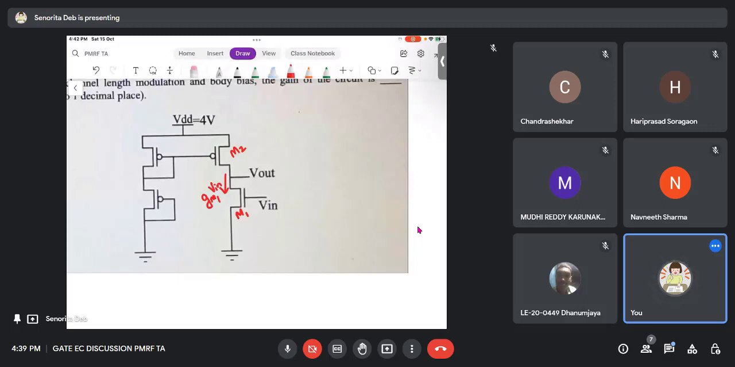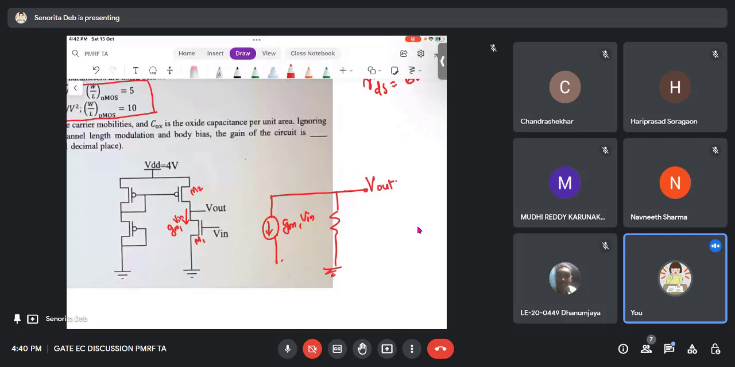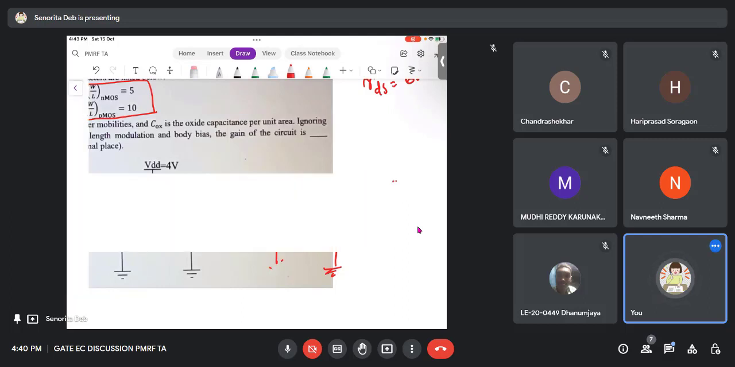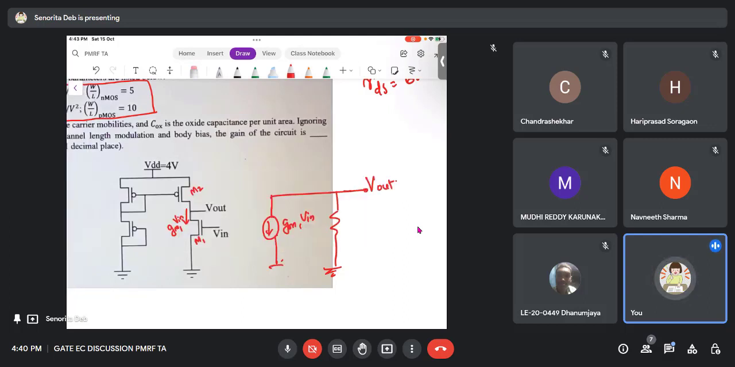I have drawn it again and it is not showing, so I will wait for some time. The left sided circuit is only there to bias these transistors. It is simply biasing your PMOS, because the PMOS needs bias. The NMOS bias will come from Vin, where you have to give it a DC bias, but the PMOS gets its bias from that side. Now the diagram is showing up. It is just like a current source gm1 Vin, and across it whatever RL is there will give you Vout.